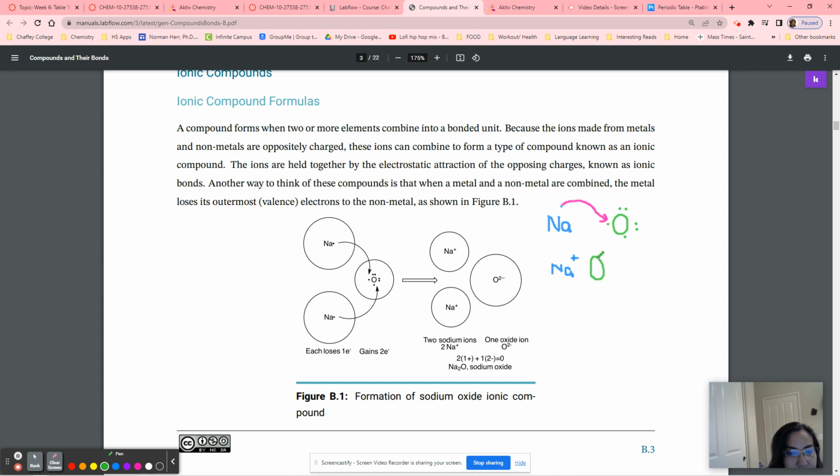Now, this was a transfer, not a sharing of electrons. So what that means is that they're not connected per se. They're only connected through an electrostatic force, a force of attraction. And it's a huge force of attraction, like magnets put together. That's how they're connected, like magnets.